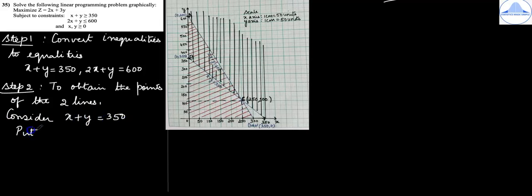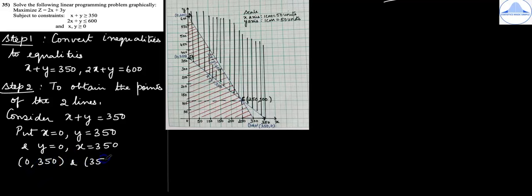So first put x equal to 0. So you'll get y is equal to 350. And then you put y equal to 0. So you'll get x equal to 350. So 0 comma 350 and 350 comma 0 are the points of the first line.